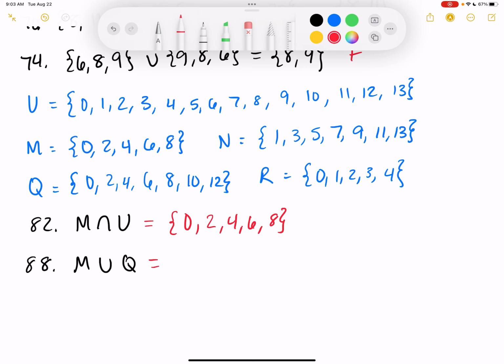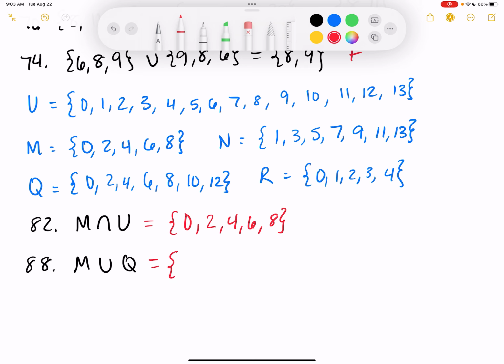And technically speaking, it doesn't matter what order you put the numbers in, but if you want to be so kind to me and write them all in number order, that would be greatly appreciated when you get to the big sets. So what would be the union of M and Q in this situation?